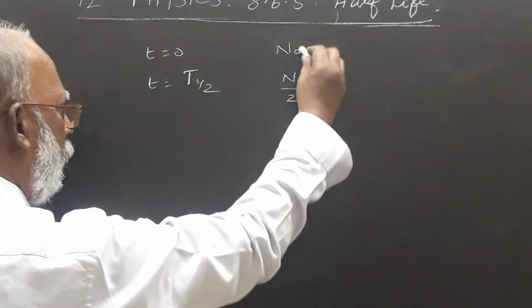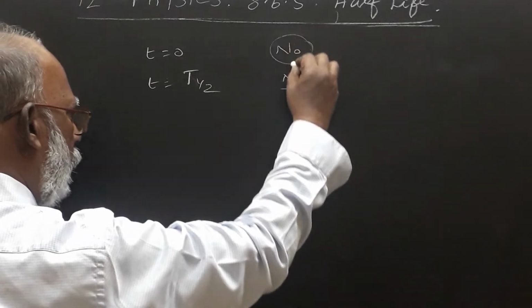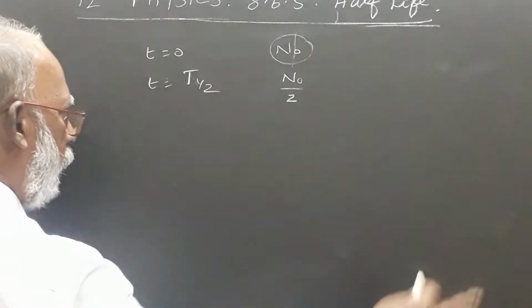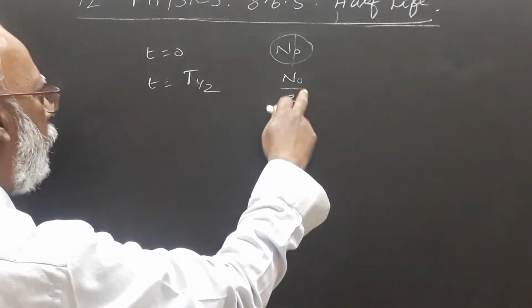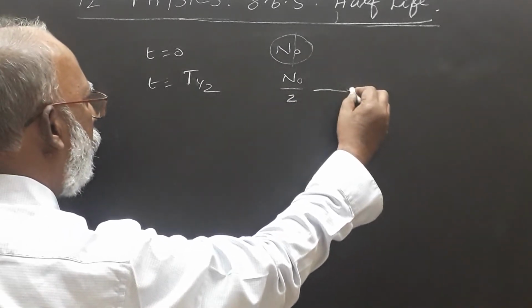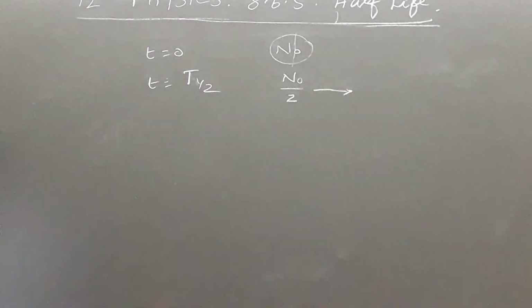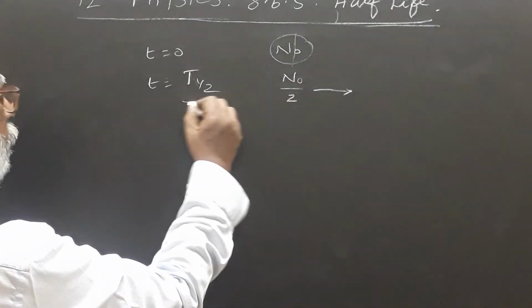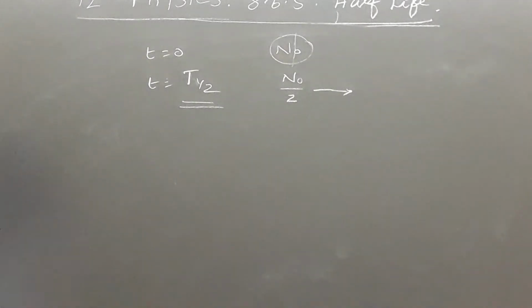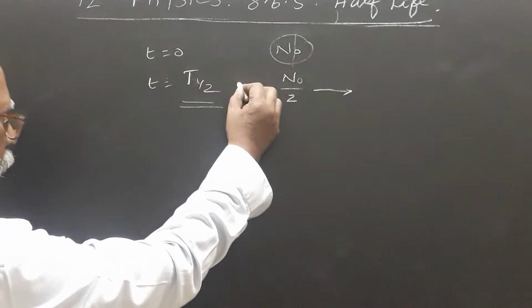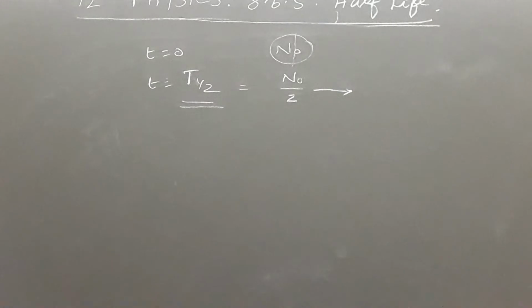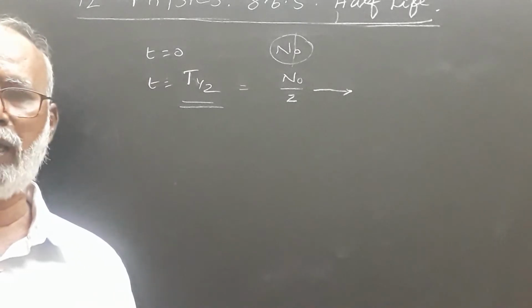That is, half of the atoms are decayed, and the remaining are called the undecayed number of nuclei. The time taken to reduce to such an amount is called T half. That is T half, where the number of undecayed nuclei is N naught by 2.